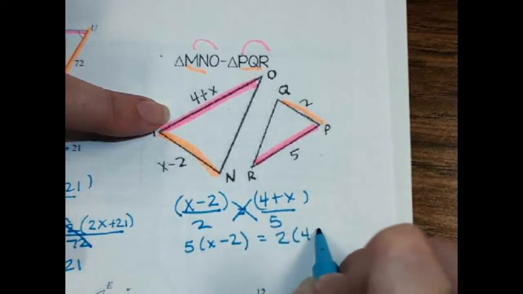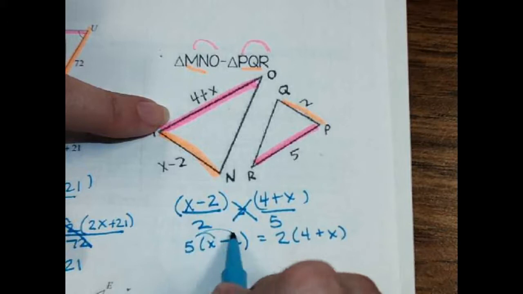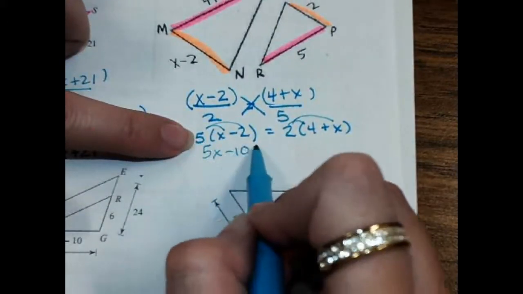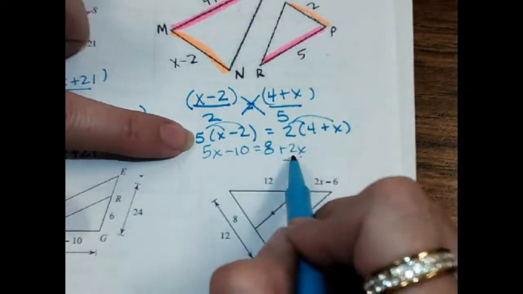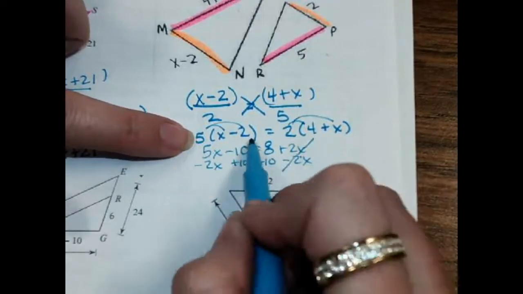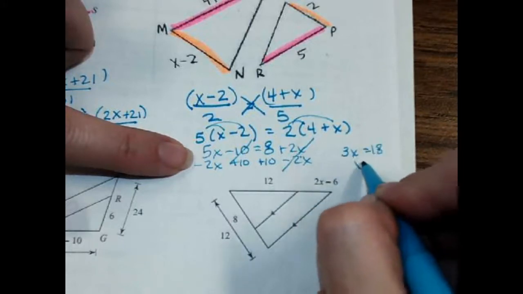Now this one has x's on both sides, so dividing by 2 is actually going to give me a decimal. So I'm not going to do that. I'm just going to distribute these because this will be easier. And I get 5x minus 10 equals 8 plus 2x. Subtract 2x. Add 10. This cancels, and I get 3x equals 18, and x equals 6.